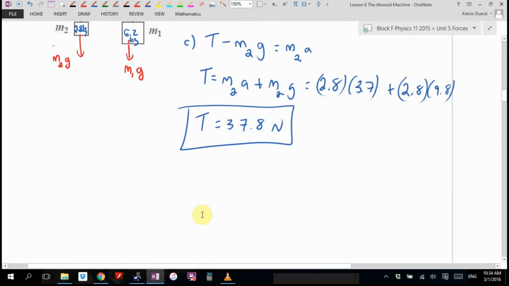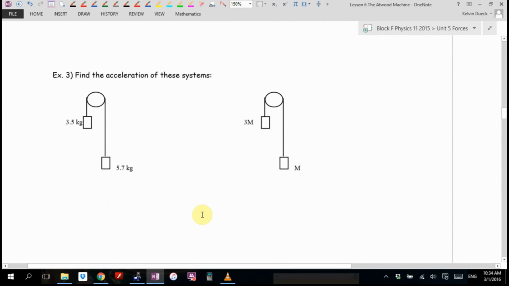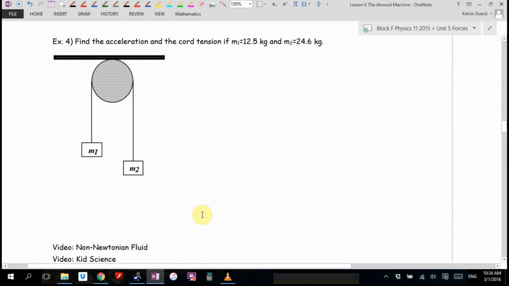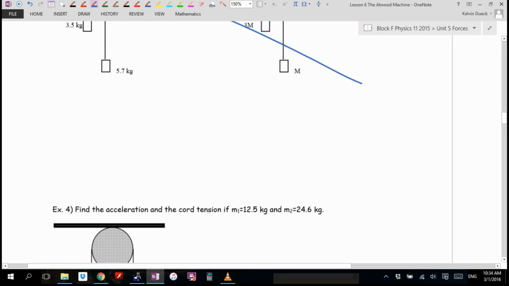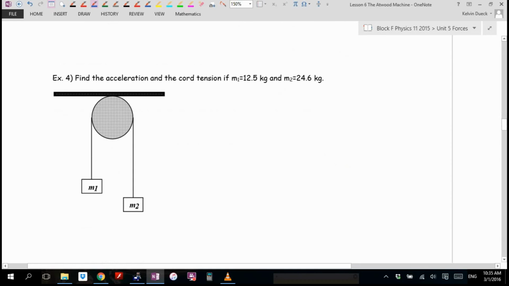That's the Atwood machine. We're just going to do a couple more. Let's go straight to example 4. Let's find the acceleration and the cord tension if mass 1 equals 12.5 kilograms and mass 2 equals 24.6 kilograms.